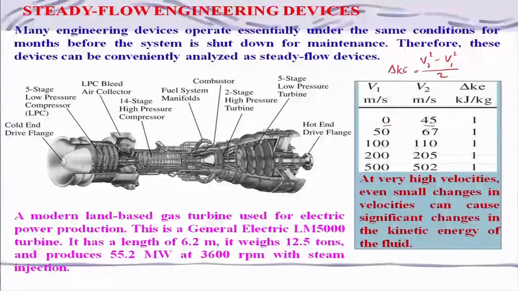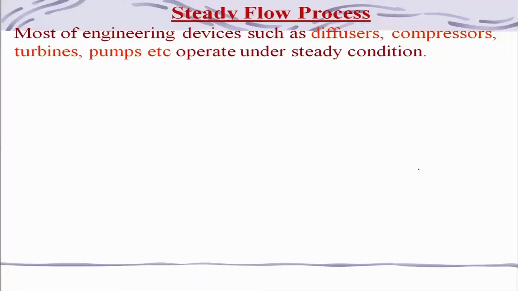So, we will also be making a lot of assumptions about how, where, and when we can neglect the change in potential energy term, the work done by the system, and the heat interactions. Let us consider a steady flow process. As I told you, most engineering devices such as diffusers, compressors, turbines, pumps, etc., operate under steady state conditions, and we can assume that without much error.